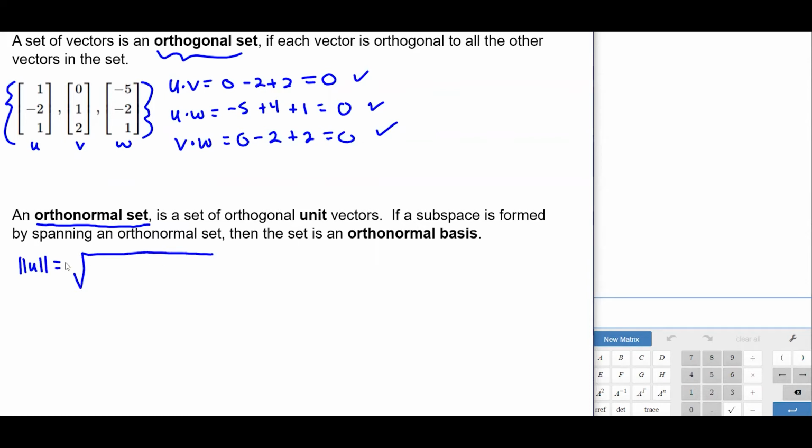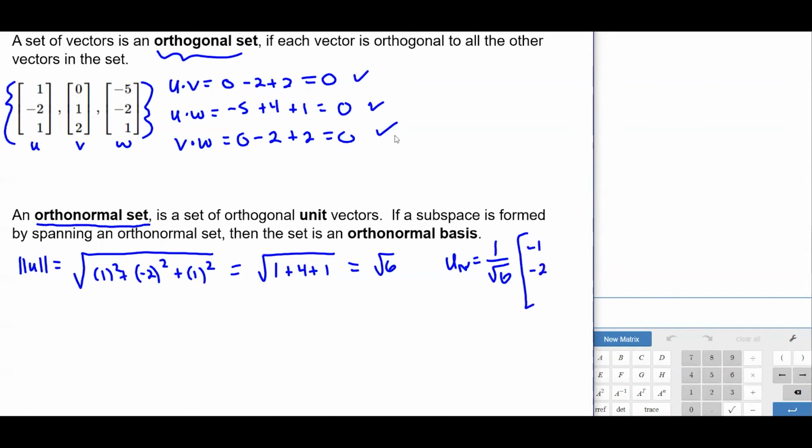So the magnitude of U is the square root of 1 squared plus -2 squared plus 1 squared. So that's 1 plus 4 plus 1, so that's the square root of 6. Let's call this U normal. U normal would be 1 over root 6 times our vector U, 1, -2, 1, which of course would be 1 over root 6, -2 over root 6, 1 over root 6.